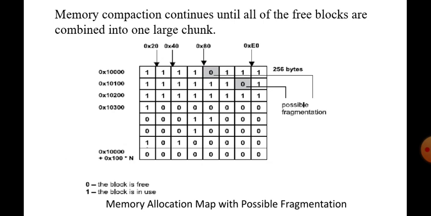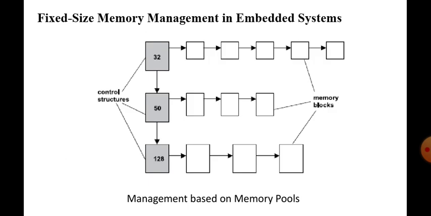The existence of these two trapped blocks is considered external fragmentation because the fragmentation exists in the table, not within the blocks themselves. One way to eliminate this type of fragmentation is to compact the area adjacent to these two blocks. Clear? In the next slides we focus on fixed-size memory management in embedded systems.